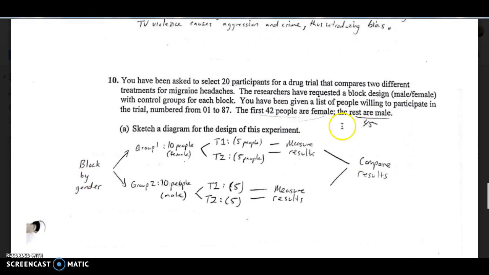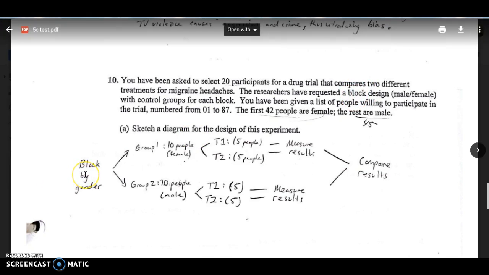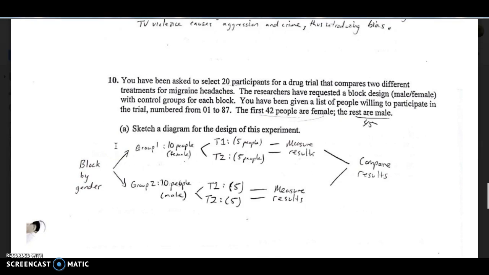So part A says we need to sketch a diagram for the design of this experiment. They wanted a block design, so the first thing we're going to do is block the people off by their gender. So we're splitting people up by gender. One block is all the 42 females. The second block is the 45 males.